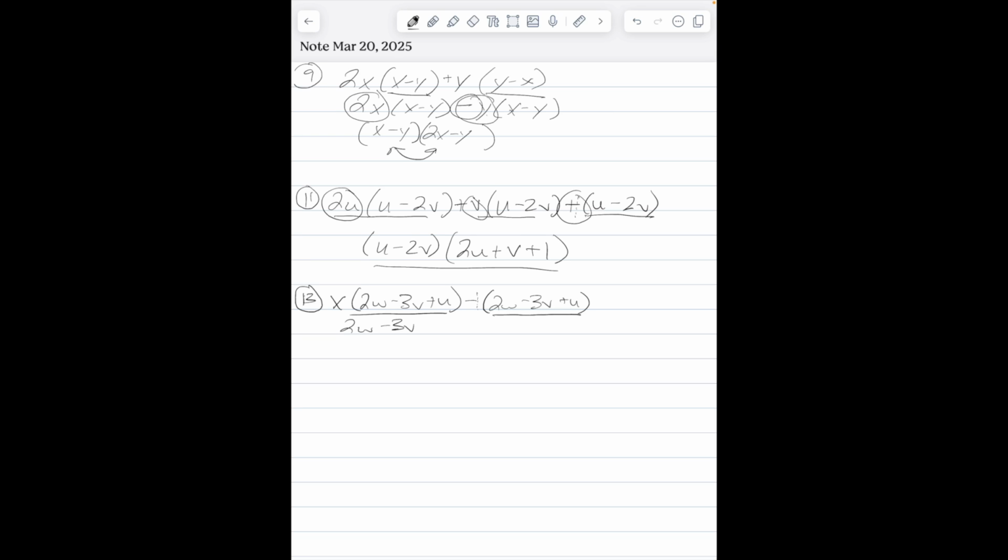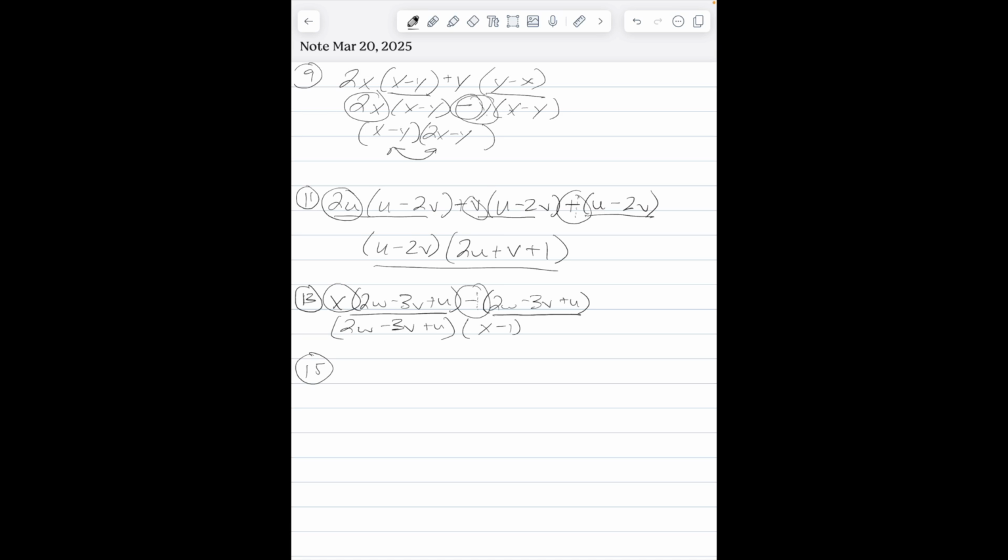2w minus 3v plus u. Because we've divided by it, we factored it out, we're left with what we have here, x minus 1. So if you've gotten that one correct, you should have the answer, the quantity (2w minus 3v plus u) times the quantity (x minus 1).